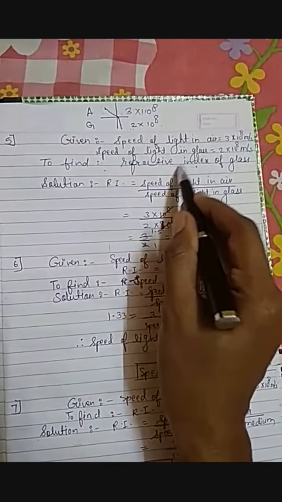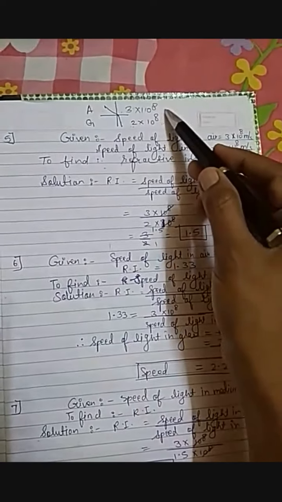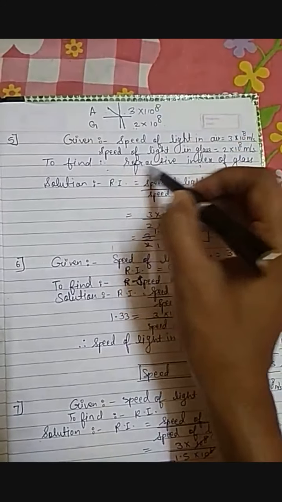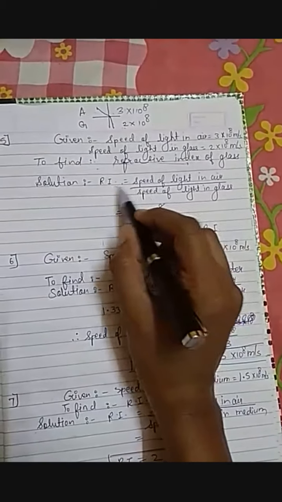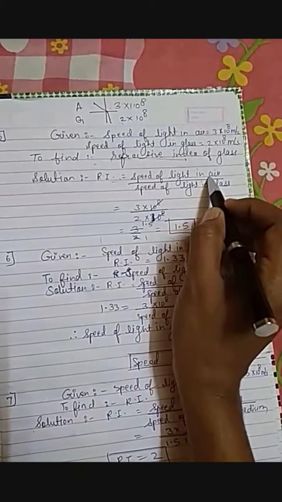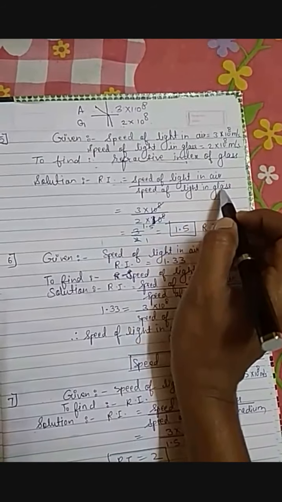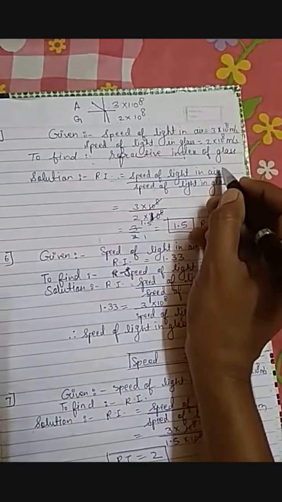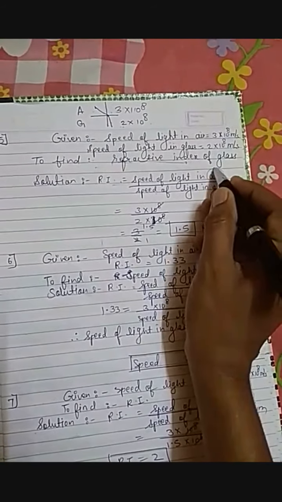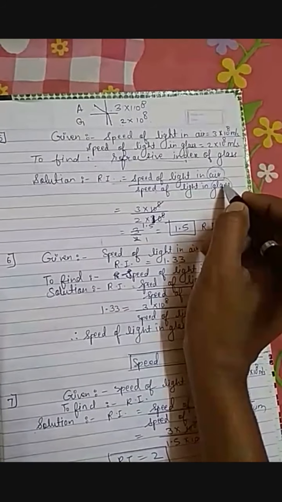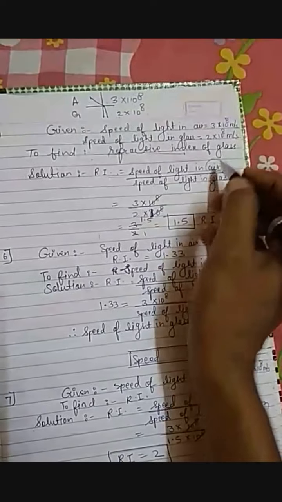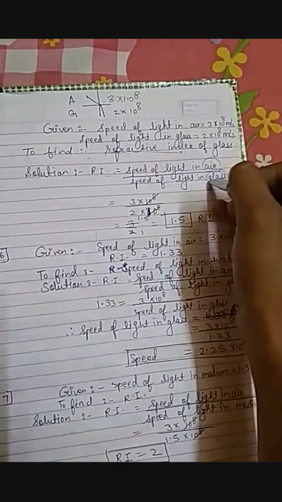The amount with which the light ray bends when it goes from one medium to another medium is nothing but refractive index. So the formula is speed of light in air upon speed of light in glass. हमेशा याद रखो, ऊपर numerator में हमेशा air होता है and the other medium, in this case glass, and any other medium is always in the denominator. So speed of light in air upon speed of light in glass.